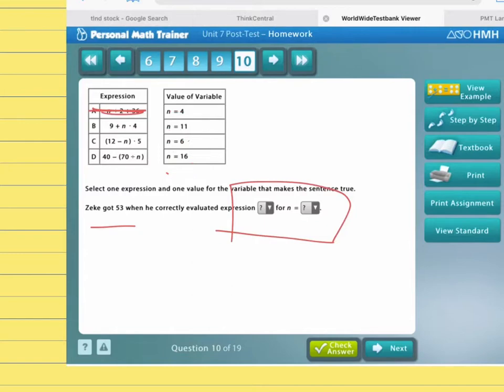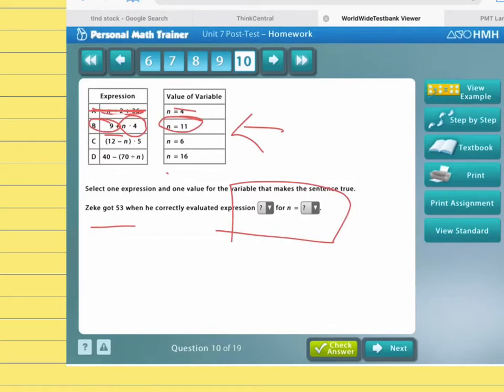Plug in 4 right into B. First you're going to do multiplication. So 4 times 4 is 16. 16 plus 9 is not 53, so that's out. 11 times 4 is 44. Plus 9 is 53. We found it. So we found the one that works. If you plug in 11 for n and you do the order of operations, you end up with 53. So let's choose B here. I don't think we need to go any further because it just says choose one. There may be more than one answer, but we found one, so that's going to work here.